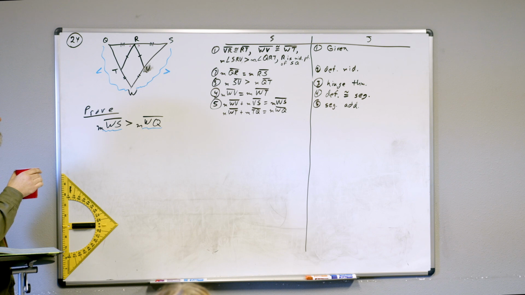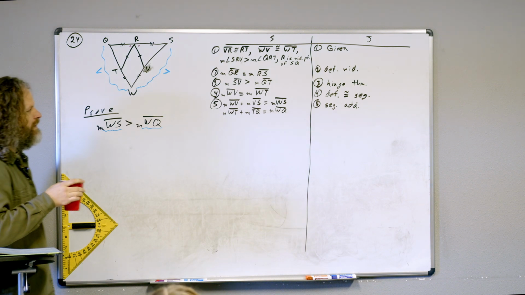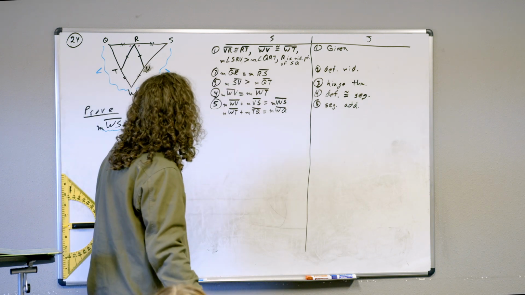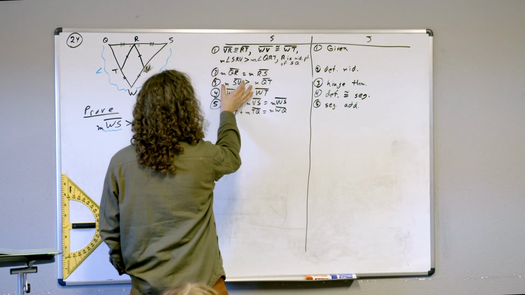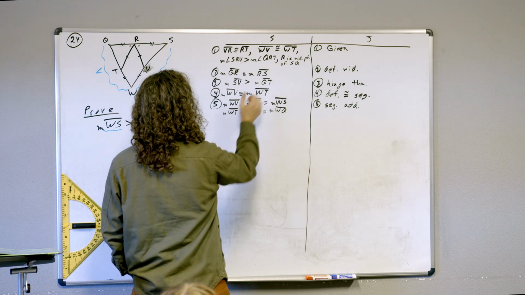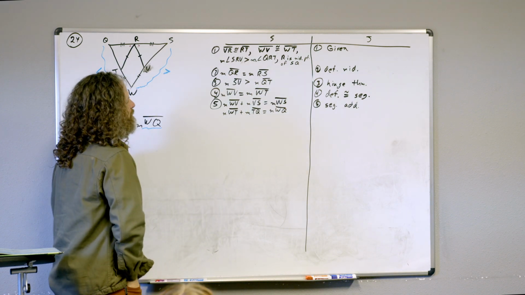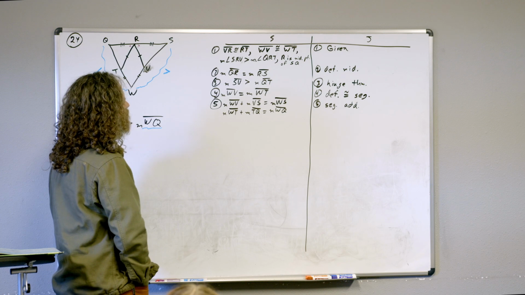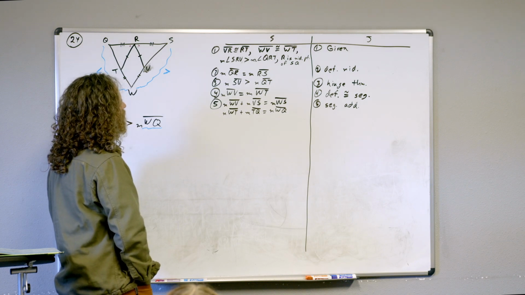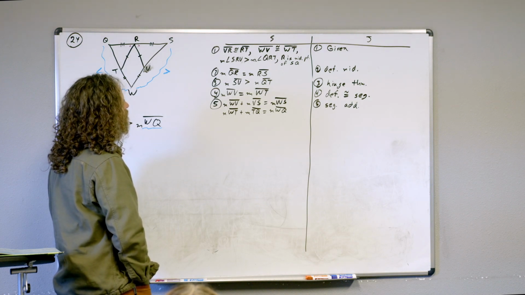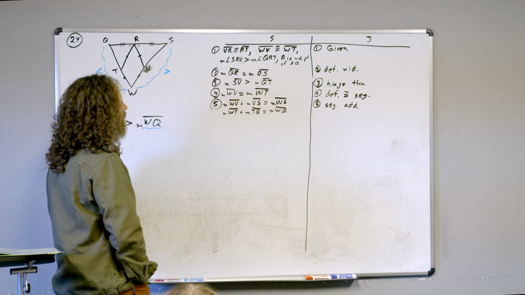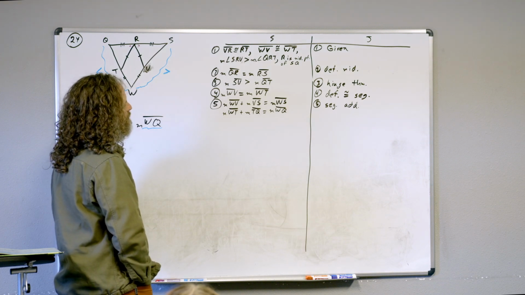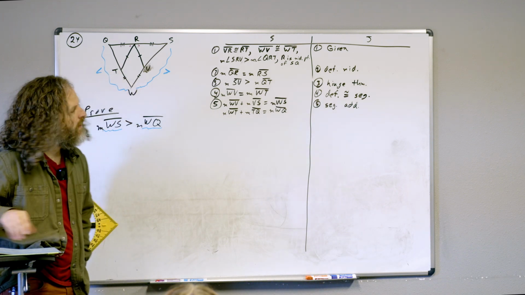We need to be able to get WS right here and WQ right there. That's what we need to be able to do. How do we add in the WV and WT? Like, I don't know a theorem for that. Well, this is not what the book says to do.